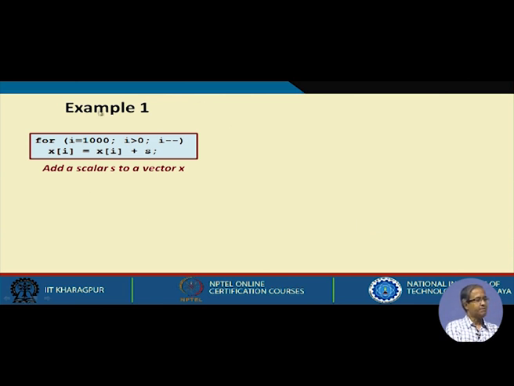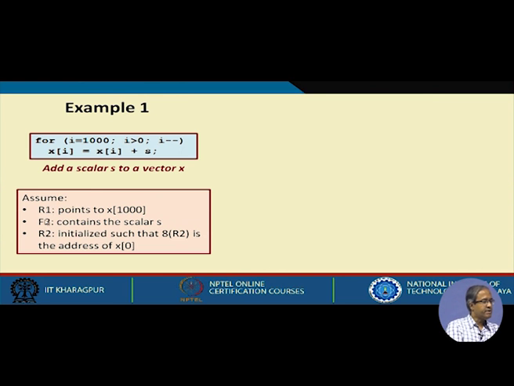Let us take an example like this with which we will be illustrating the process. We assume that there is a vector, that means an array of size 1000, and S is a scalar number. You are adding S to all the elements of the array. This is a C code, and we are assuming the register values like this.